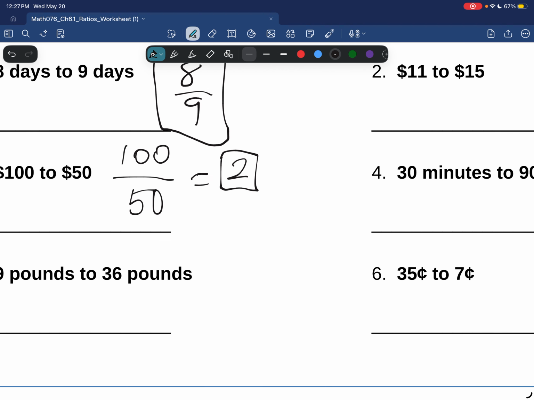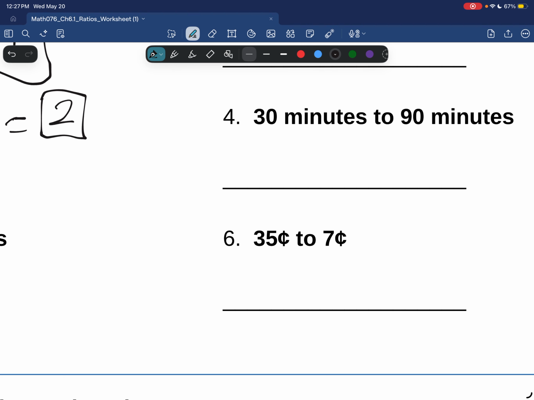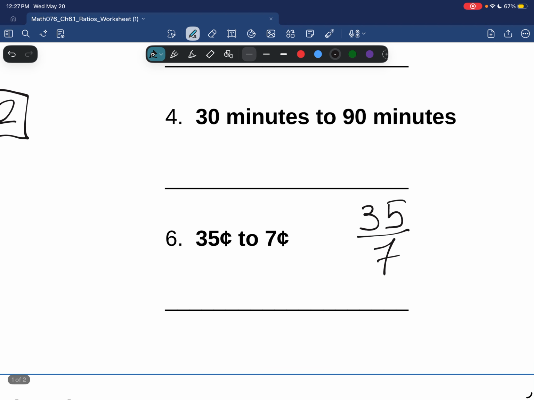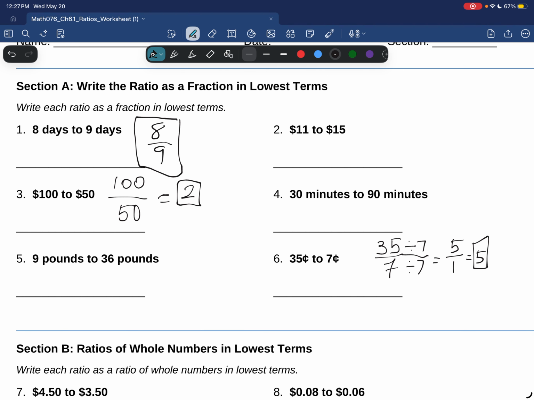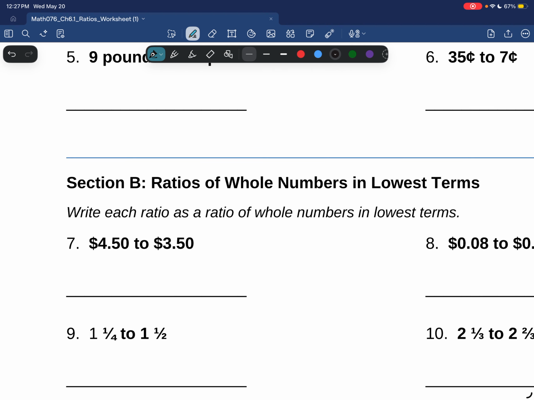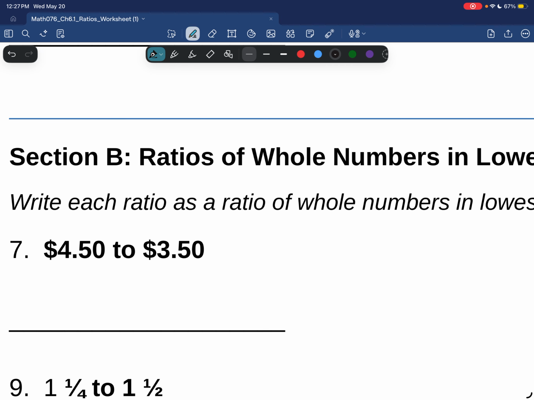And then I'm going to do number 6. 35 cents to 7 cents. 35 over 7. Can I reduce that? They both have a 7 in them. I can divide both numerator and denominator by 7, or you can put it in your calculator and I get 5 over 1, or just 5. That is my ratio. So sometimes I end up with a fraction like number 1. Sometimes I end up with a whole number like 3 and 6. Either one's okay.